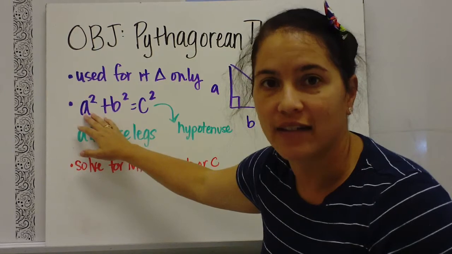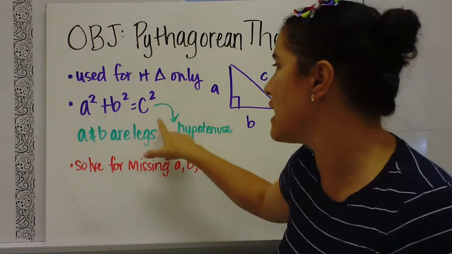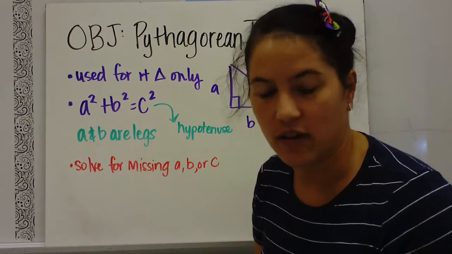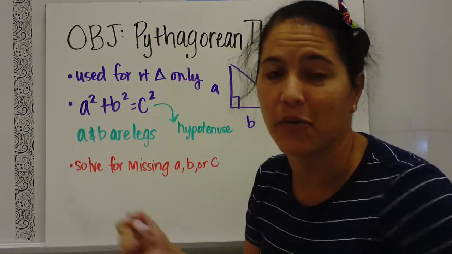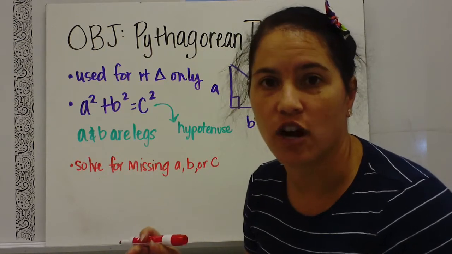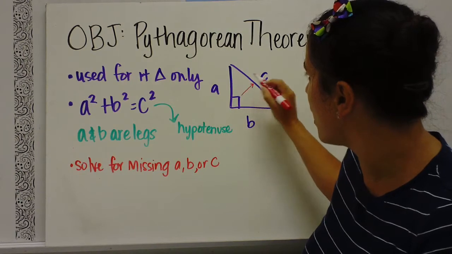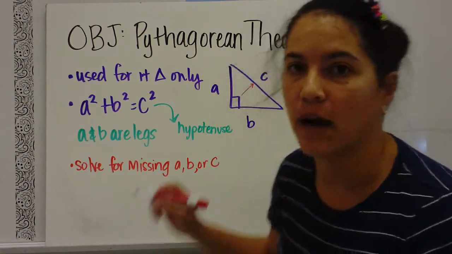A and B are legs of a right triangle. So A and B are the two legs. C is the hypotenuse. Hypotenuse. I don't know why they came up with that word. But the hypotenuse is the long side of the triangle across from the right angle. So if you find your right angle and you go across, that is the hypotenuse.